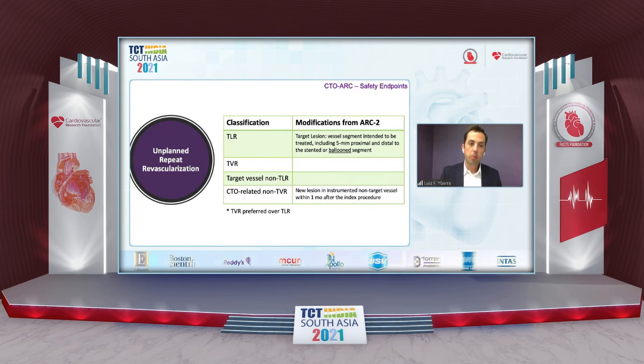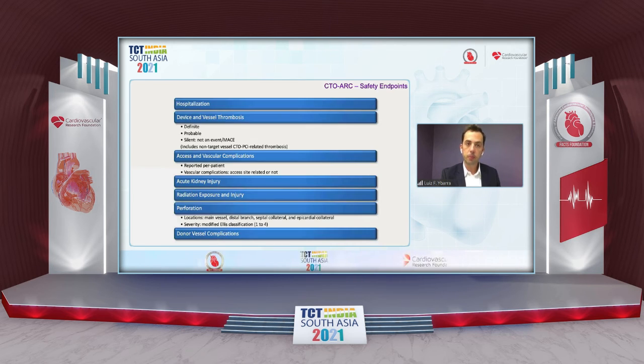With unplanned repeat revascularization, I'd like to highlight here the CTO-related non-TVR, which is a new classification for a new lesion in an instrumented non-target vessel within a month after the index procedure. And there are several other endpoints. Again, I encourage everybody to go to the main paper to take a look at this. Just highlighting the silent stent thrombosis, which is an occlusion that occurs with no clinical sequela, in other words, MI, TVR, or death, and usually is an incidental finding of follow-up angiography.